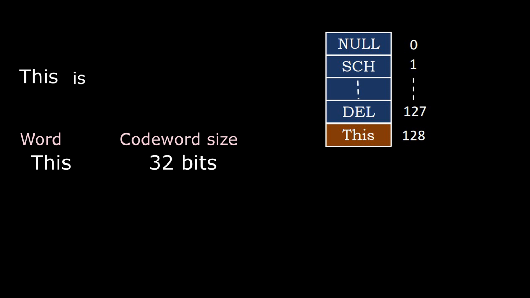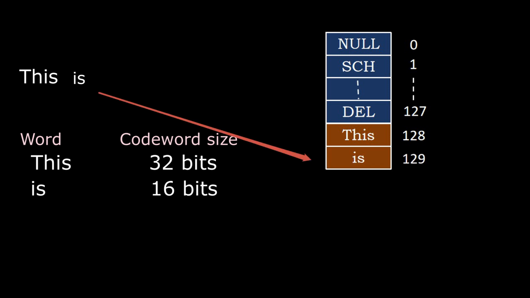So in total, 2 into 8, 16 bits are used for representing the code word for the word "is". Then the word is stored in the character set. Then the next word is "simple". Now on receiving the word "simple", again the encoder searches the character set for the word "simple".